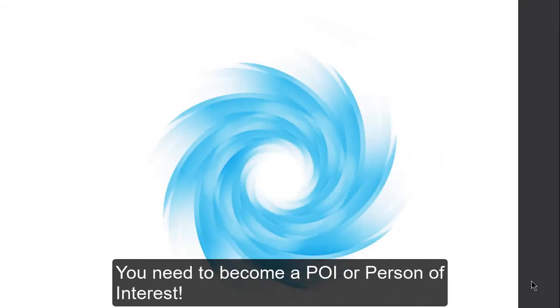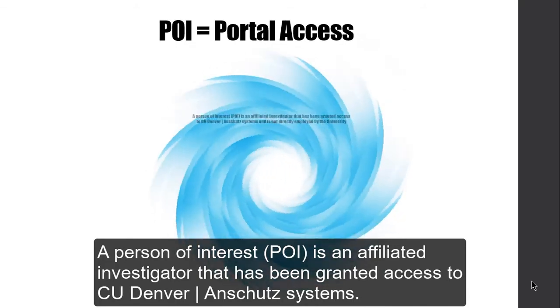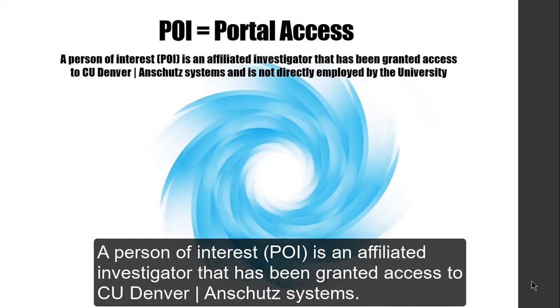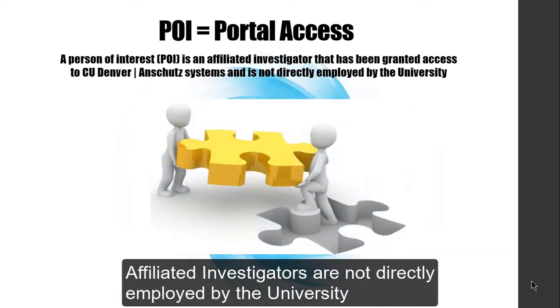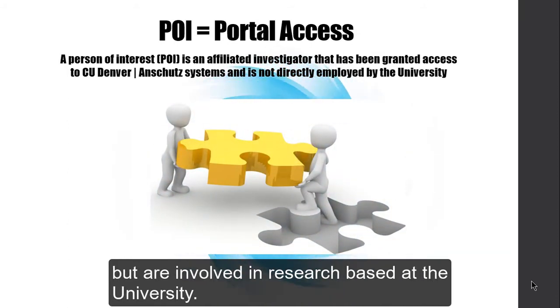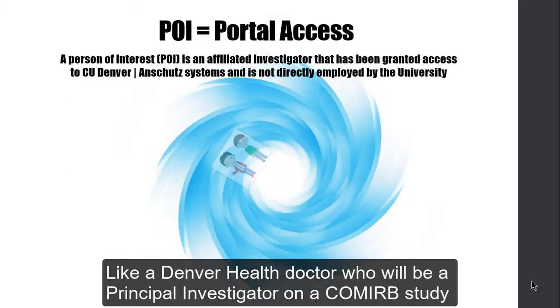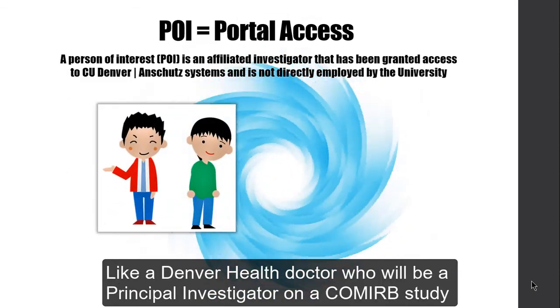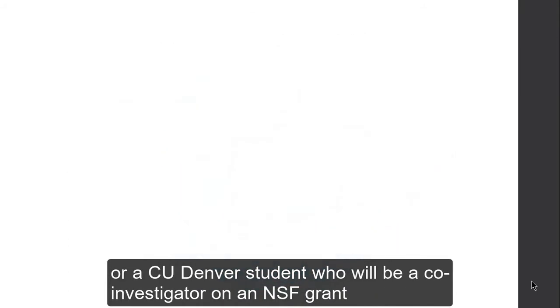You need to become a POI or a person of interest. A person of interest is an affiliated investigator that has been granted access to the CU Denver Anschutz systems. Affiliated investigators are not directly employed by the university, but they're involved in research based at the university, like a Denver Health doctor who will be a principal investigator on a COMERB study, or a CU Denver student who will be a co-investigator on an NSF grant.